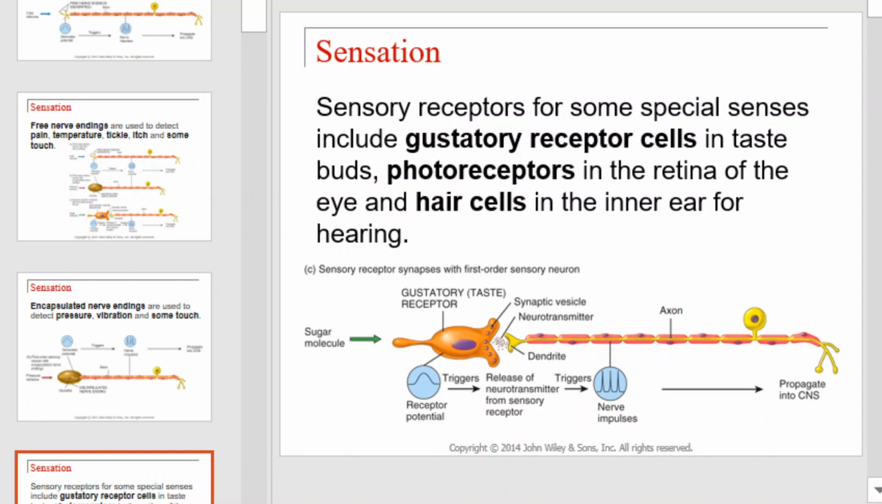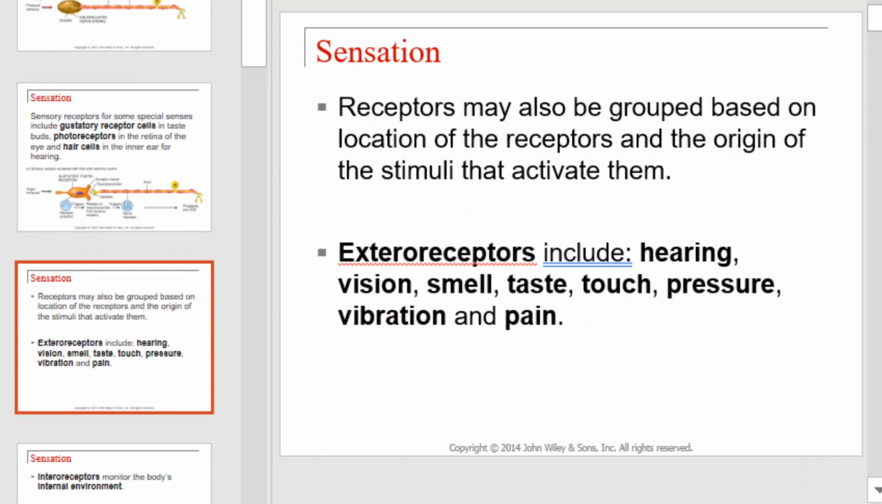Sensory receptors for some special senses include gustatory receptor cells in taste buds, photoreceptors in the retina of the eye, and hair cells in the inner ear for hearing. This is an illustration of a neuron with a gustatory receptor. Receptors may also be grouped based on the location of the receptors and the origin of the stimuli that activate them.